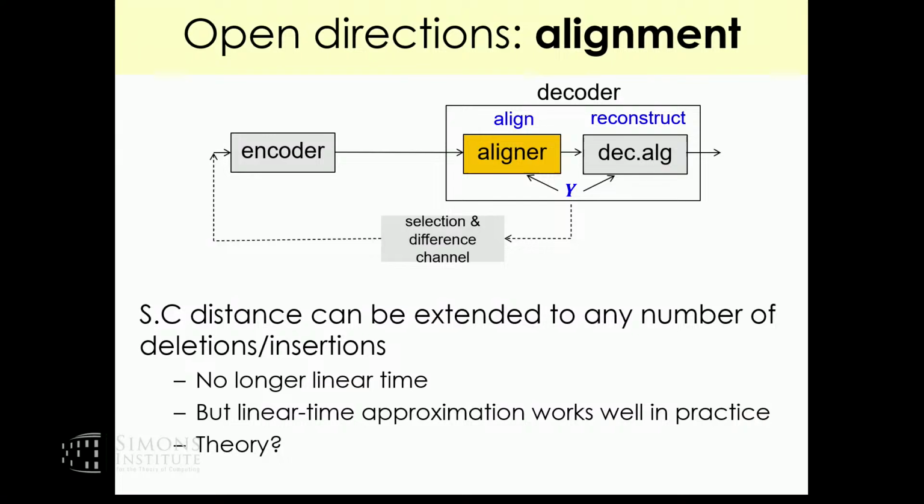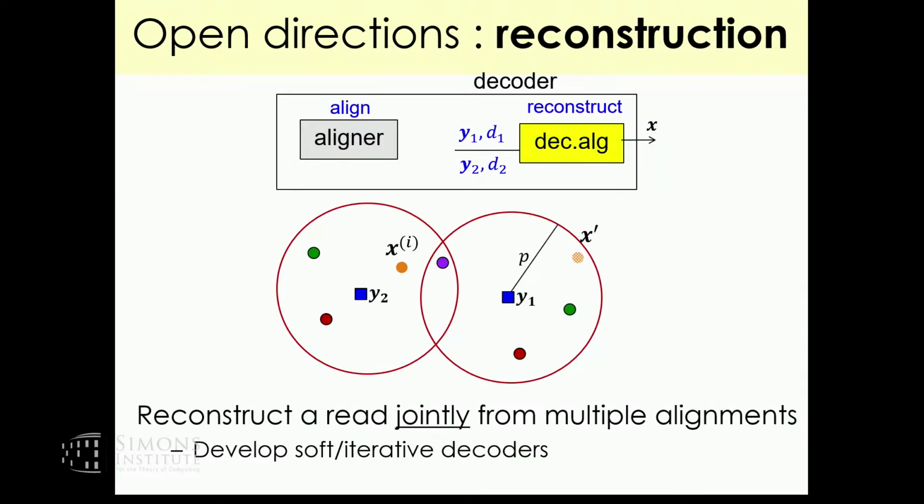But if you think that this is maybe not coding theory, it's only alignment, then there are problems also for the actual coding theory, for the actual reconstruction, because now the alignment gives us multiple possibilities to reconstruct. The way we handle it currently in our scheme is we do it individually.